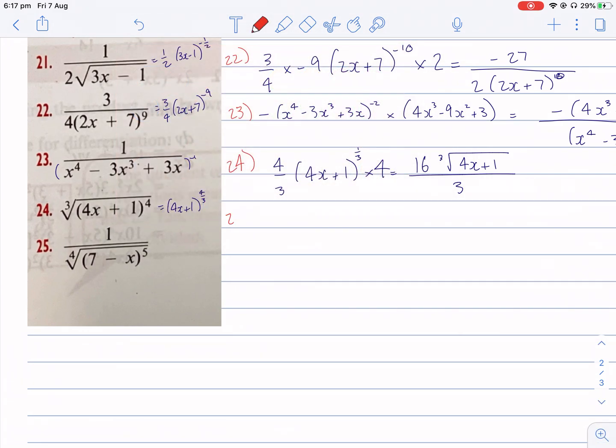And last but not least, we've got 25. So that is 7 take x to the negative 5 on 4. So we've got negative 5 on 4, 7 take x, negative 5 on 4 take 1, negative 9 on 4. Let me double check. Yeah. Which means we've got negative 5 on 4 times the fourth root of, times the negative 1, because that's the derivative of the inside. So we've got positive 5 on 4 times the fourth root of 7 take x to the 9.